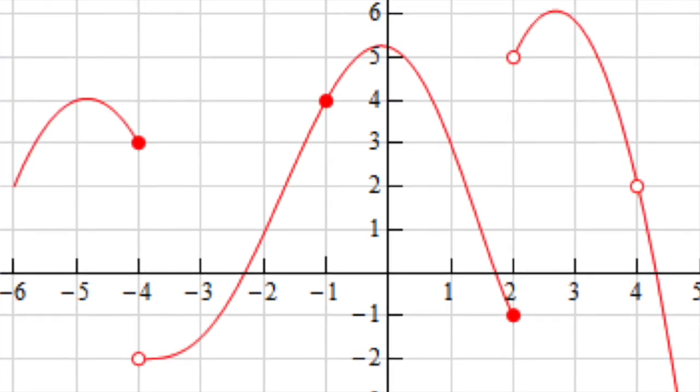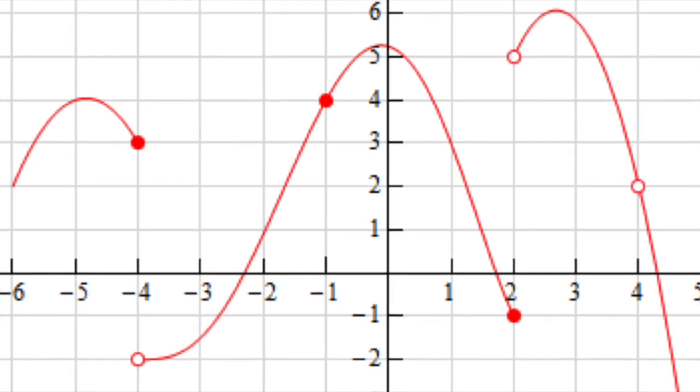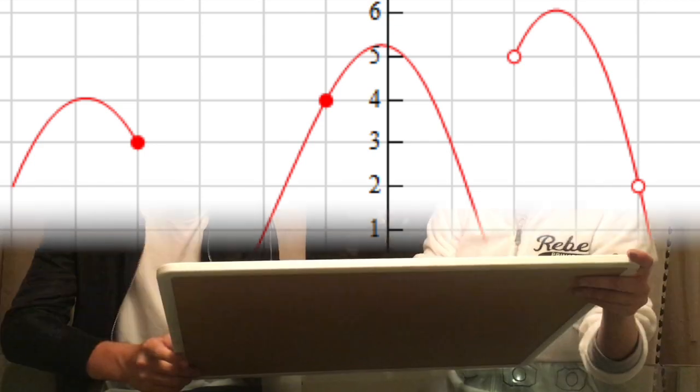This is how we can use the 3 rules to determine whether the graph is continuous or discontinuous at certain x values. Nice job, Your Royalty.